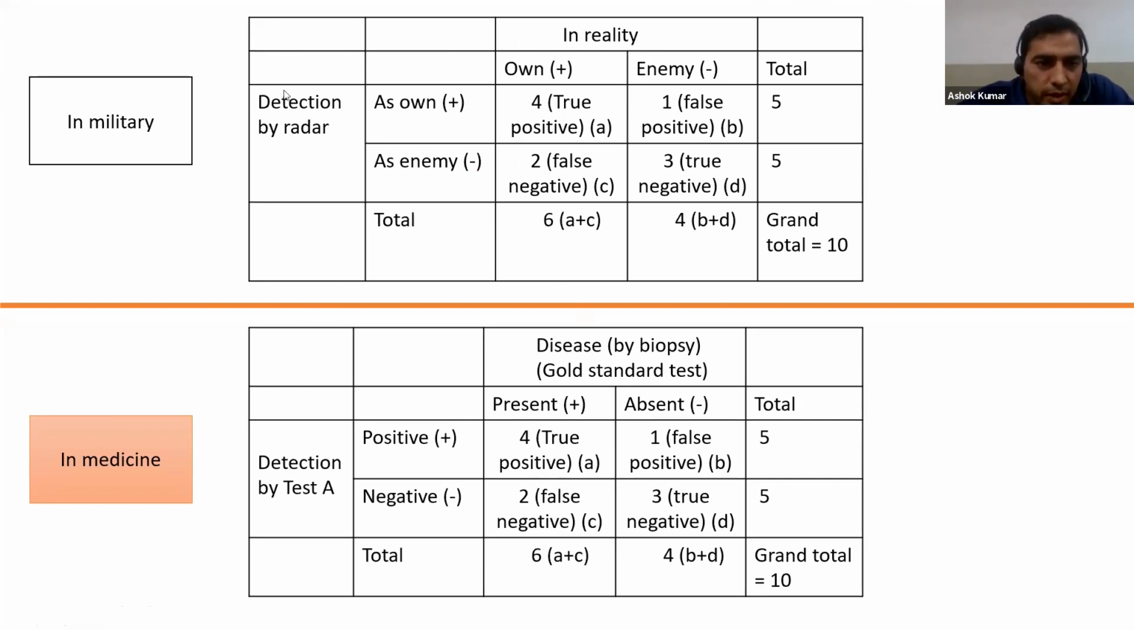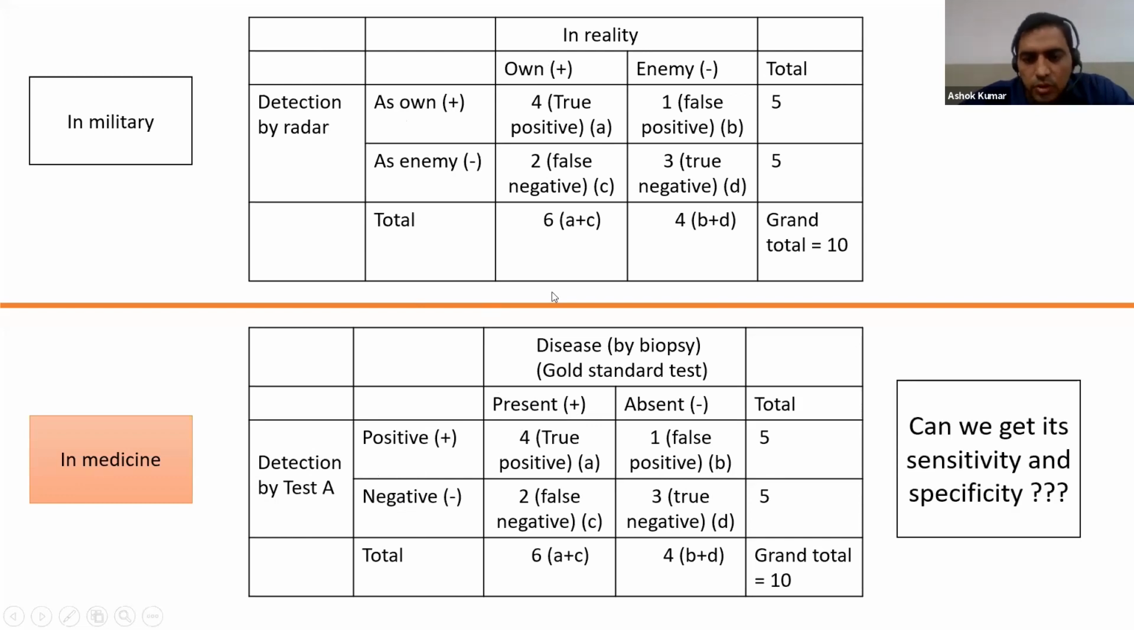And here detection by radar, in medicine it's detection by test A, test B, whatever. Here disease present and disease absent, positive by test and negative by test. So we arranged all these, we have already arranged. So can we get, sorry, there is a problem, okay.